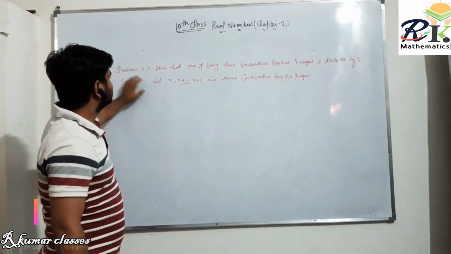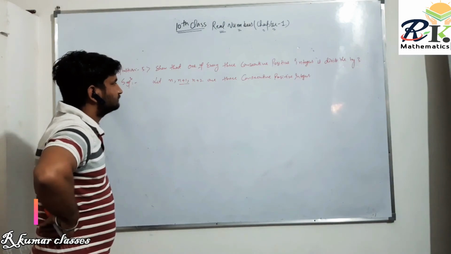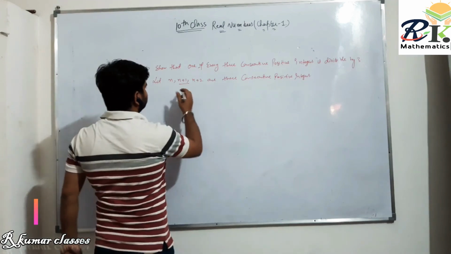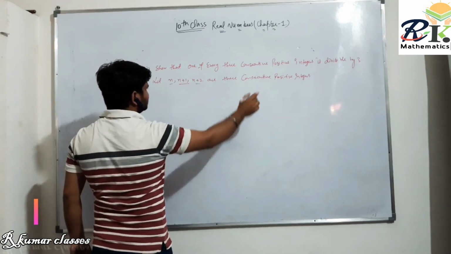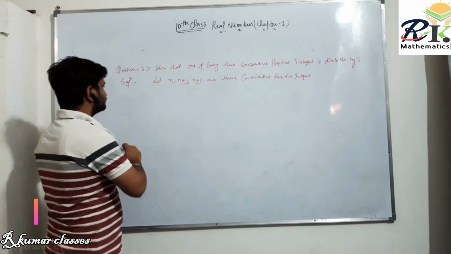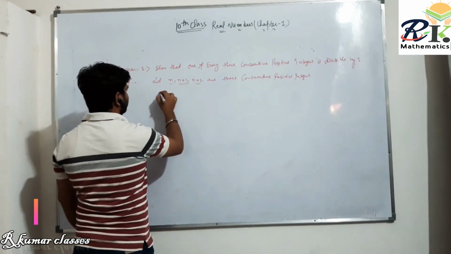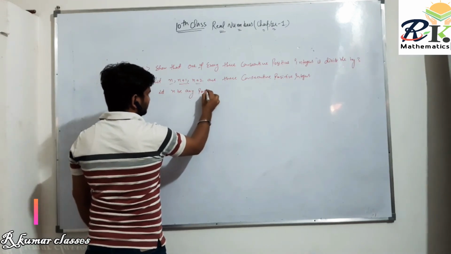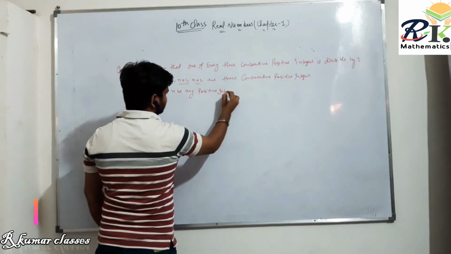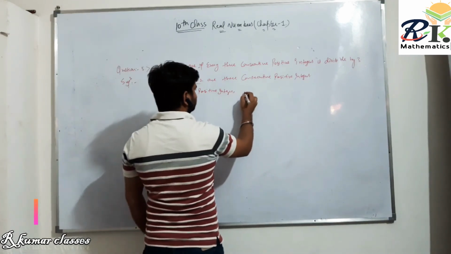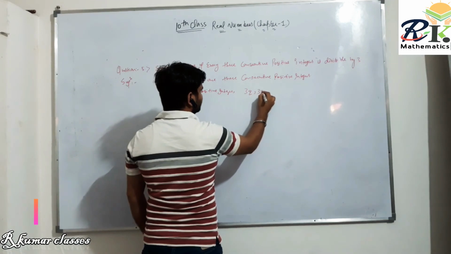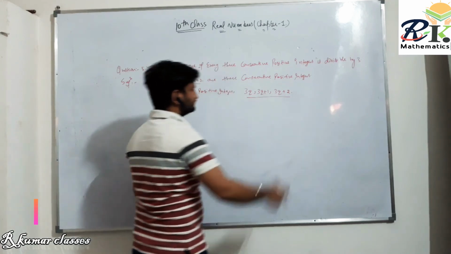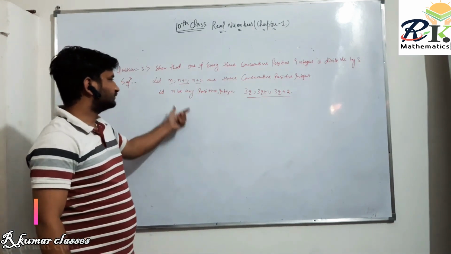Show that one of every three consecutive positive integers is divisible by 3. So in this question we have to show that one of every three consecutive positive integers is divisible by 3. So we are taking three consecutive positive integers, let n, n plus 1, n plus 2 be three consecutive positive integers. In the last fourth question we saw that, let n be any positive integer. Any positive integer we can write in the form of 3q, 3q plus 1 and 3q plus 2. We know that from the last questions.